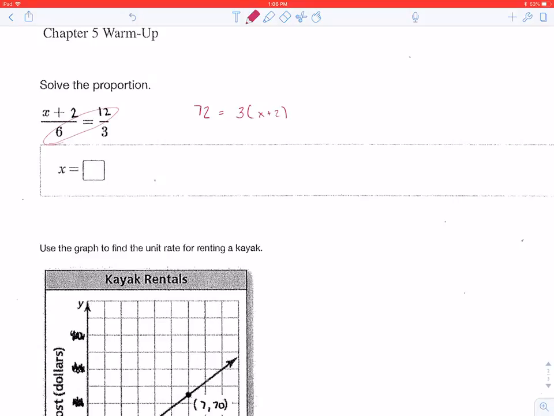Now, here you have to recall back into expressions when we used to do the distributive property. So we're going to do 72 is equal to 3 times x, and then 3 times 2, that's going to be 3x plus 6. And then now it's back to chapter 4. We are solving for x in a two-step equation. Then to get the x by itself, we're going to have to subtract 6 from both sides, which leaves us with 66 is equal to 3x.